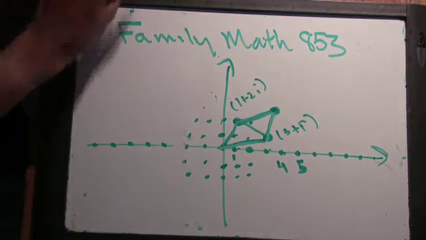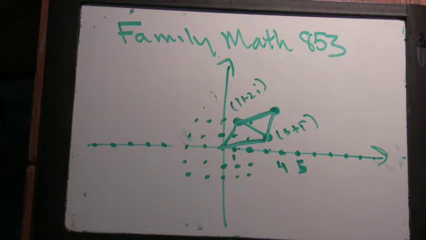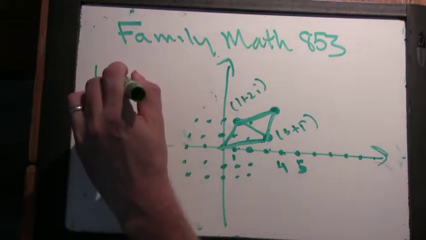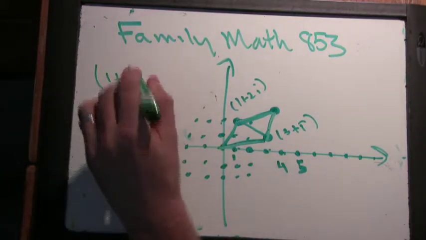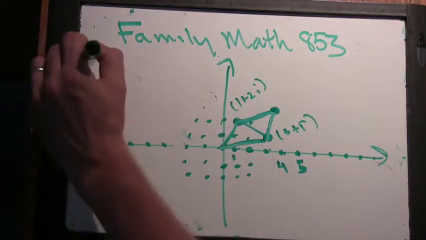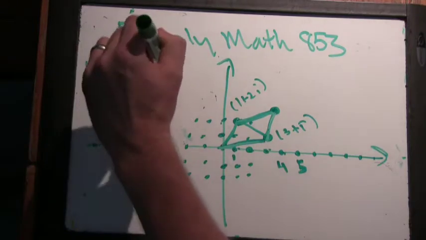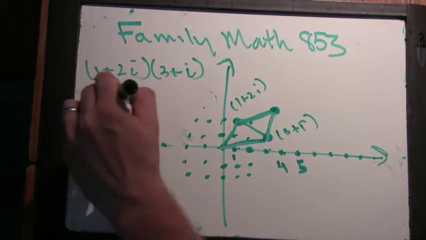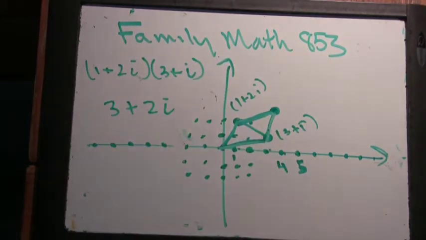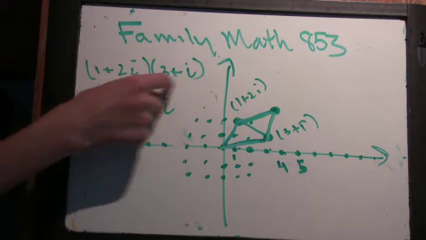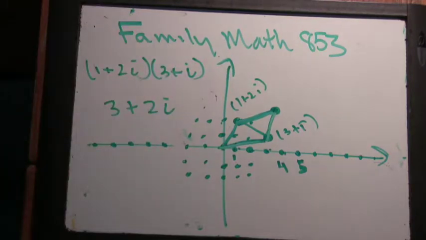with addition, we just added the integer part and added the imaginary part. What do you think is going to happen when I do 1 plus 2i times 3 plus i? Do you think this will be 3 plus 2i? No, because you have to multiply all the parts.